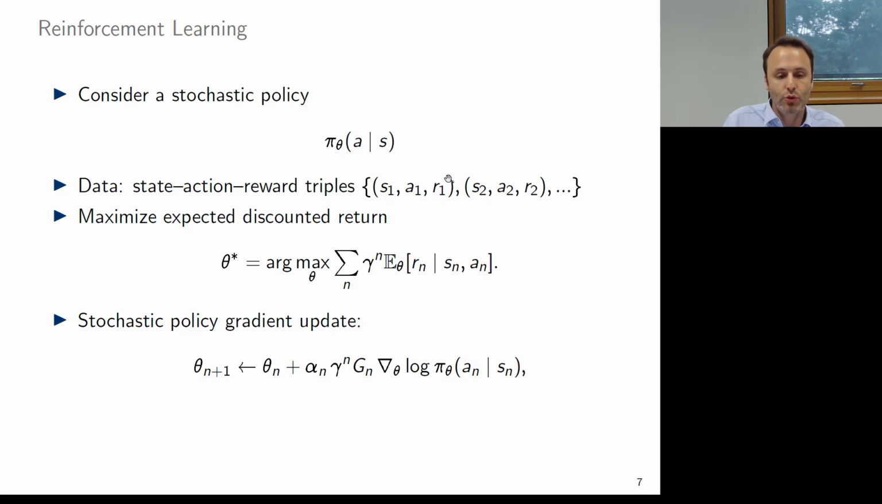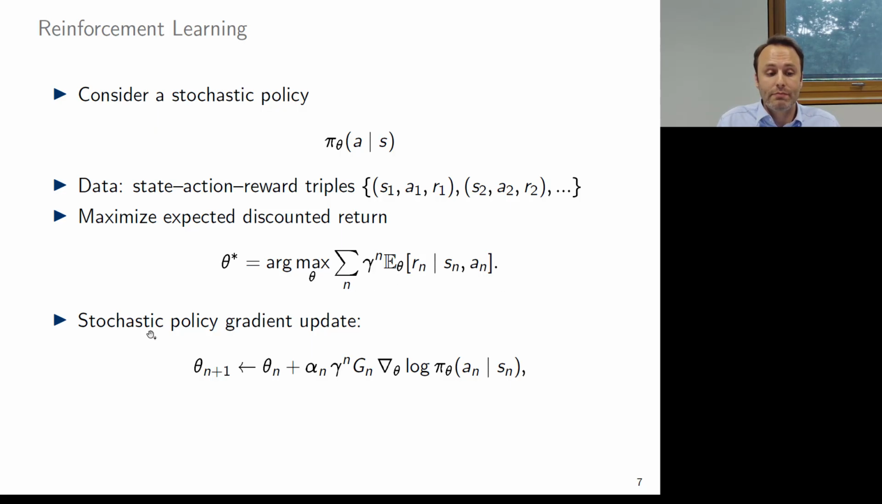triples that we can use to also write up a maximum likelihood problem where we just want to maximize the sum of discounted expected rewards given the state action pair. And this is nothing else than the value function. So we want to maximize our value function by choosing the right theta. Now here the question is, how does the stochastic policy gradient update look like? We need to derive that.